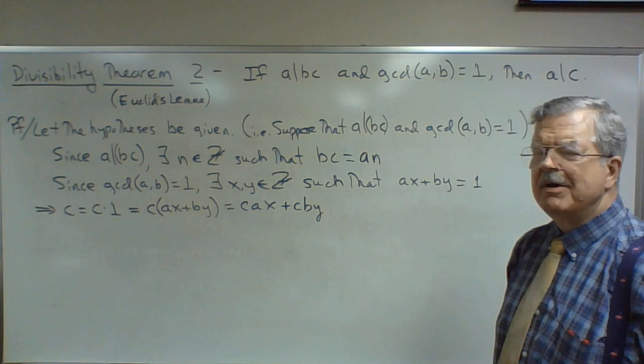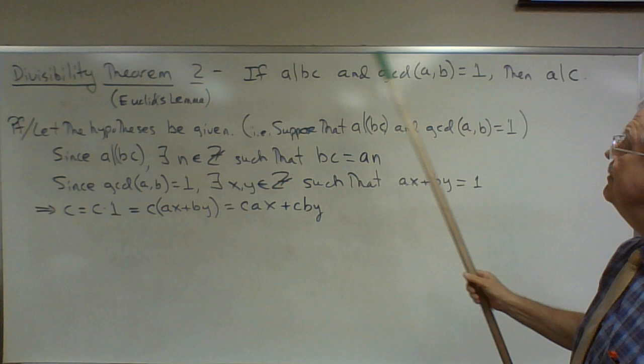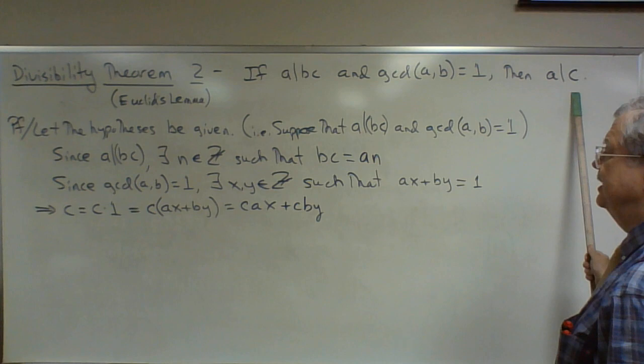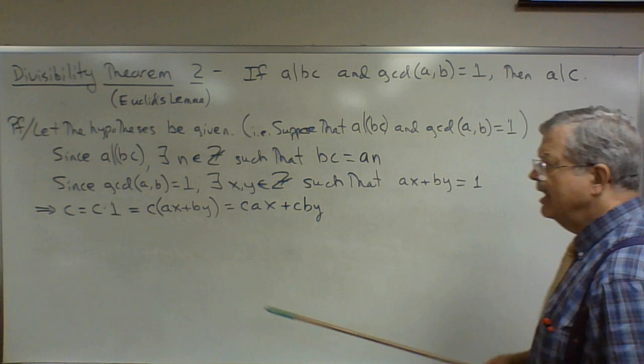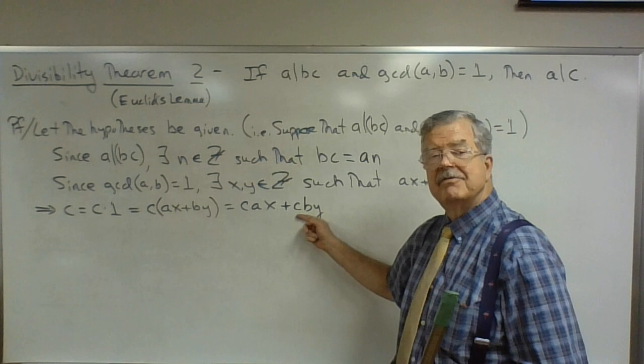And I have no idea what to do, so maybe I better look at the problem and figure out what it is I'm supposed to be proving. Let's see. If A divides BC, and A and B are relatively prime, then A divides C. Okay, I'm trying to prove that A divides C. And I have C equal to the sum of these two terms. A is a factor of this term. If A were a factor of this term, I could pull a factor of A out, and I'd be done.